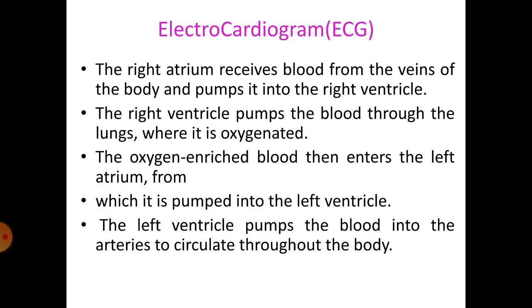So the next is the electrocardiogram. Heart functions: how the heart is functioning. First the right atrium receives blood from the veins of the body and pumps it into the right ventricle. The right ventricle pumps the blood through the lungs, where it is oxygenated. The oxygen enriched blood then enters the left atrium, from which it is pumped into the left ventricle. The left ventricle pumps the blood into the arterioles to circulate throughout the body. So this is the heart function.